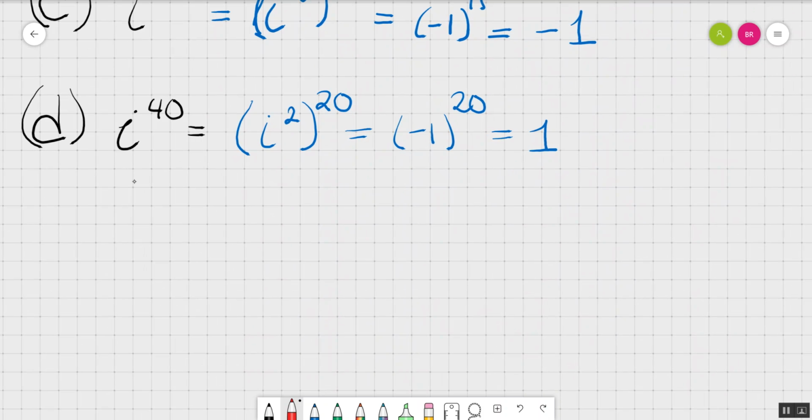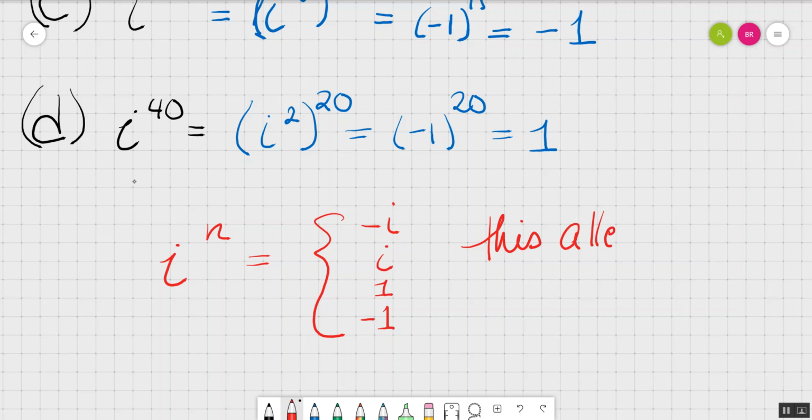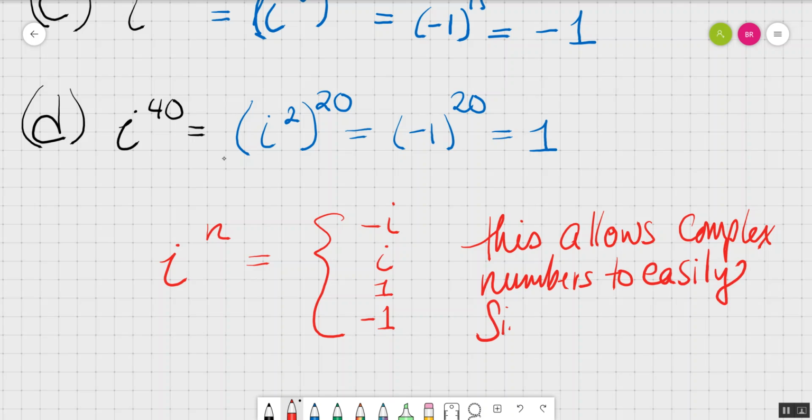So I'm hoping what you've seen from this is the different possibilities. So when I take i to any power, it's either going to be one of the following: negative i, 1, or negative 1. And it's this reduction that allows you to easily work with complex numbers. This is why the structure of i is really, really cool. Sometimes it comes out real, sometimes it comes out complex. It's all a matter of what's happening and how they multiply.